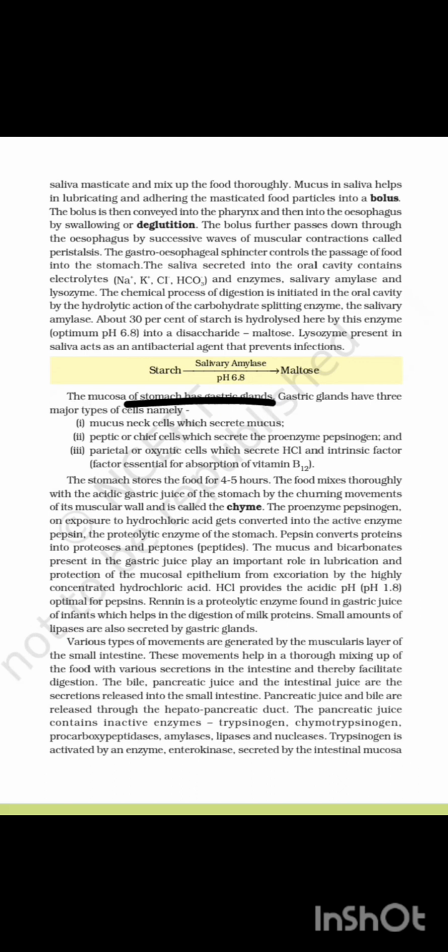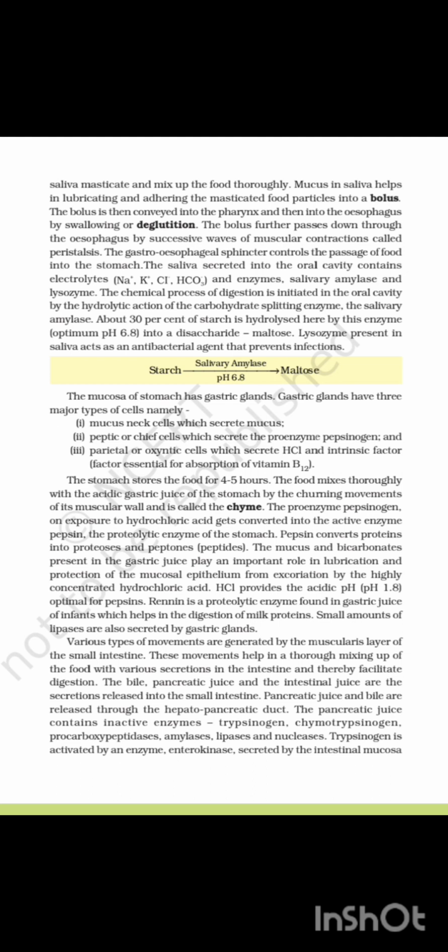The mucosa of the stomach has gastric glands. Gastric glands have three major types of cells, namely: first, mucus cells, which secrete mucus; second, peptic or chief cells, which secrete the proenzyme pepsinogen; and third, parietal or oxyntic cells, which secrete HCl and intrinsic factor essential for absorption of vitamin B12.